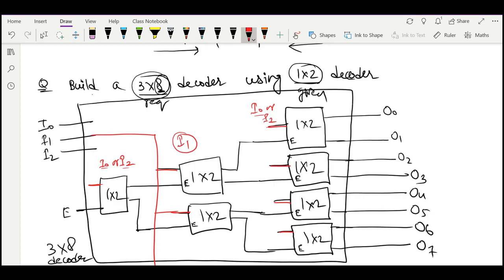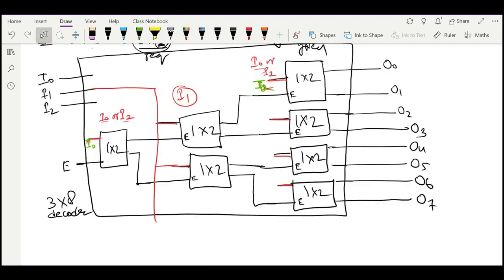Let us see if we give this I0 and this I2. For example, I am taking this as I0 and this as I2. So let us analyze whether this is true or not. This is I0, I1, I2. Another combination can be I2, I1 and I0. So first we are analyzing the green one.